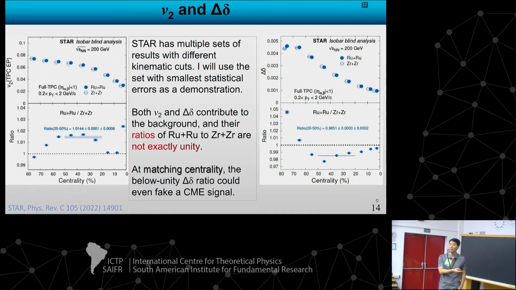But this is fine, because we can do delta gamma divided by V2. And delta delta is also different by about 1 or 2%. This is also fine if we divide it out. But when it's below unity, actually it can fake a CME signal, because the CME signal can cause this delta delta ratio to be below unity. But later I will show that actually this is not true. We have some way to have a better comparison, and in that, this ratio is above 1, not below 1.